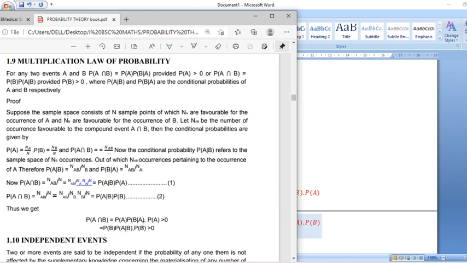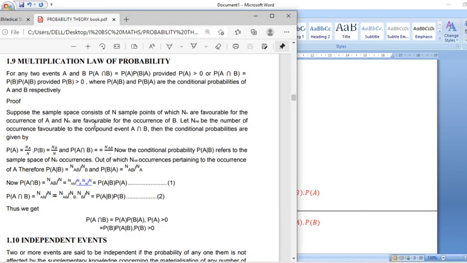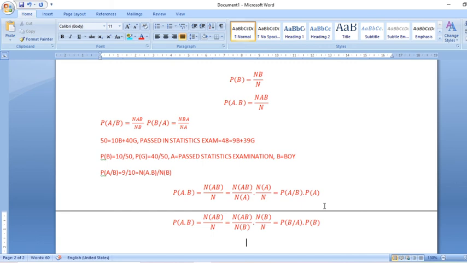So you can represent probability of A intersection B as probability of A into probability of B given A, or probability of B into probability of A given B. So this is usually called the multiplication theorem for the probability of two events.